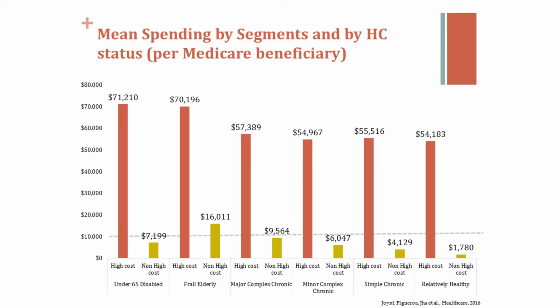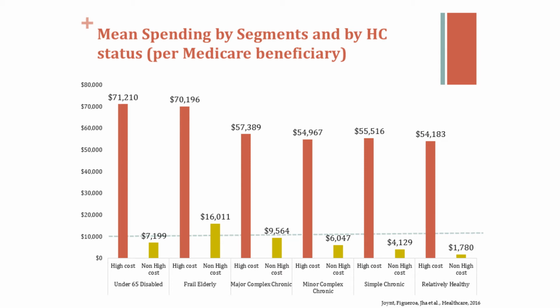So the next slide, I want to show mean spending of segments by high cost status. That is, how much money are these patients spending in a given year? So here there's 12 bars, 2 bars per segment. An orange bar is if you're a high cost patient, and then the gold bar is if you're a non-high cost patient. And what you see is that to be a high cost patient, you have to spend a lot of money, over $50,000 per year.